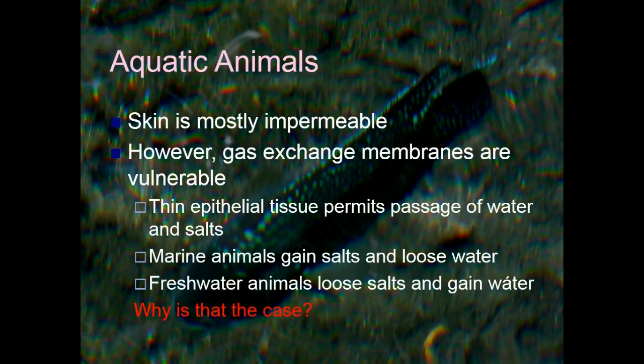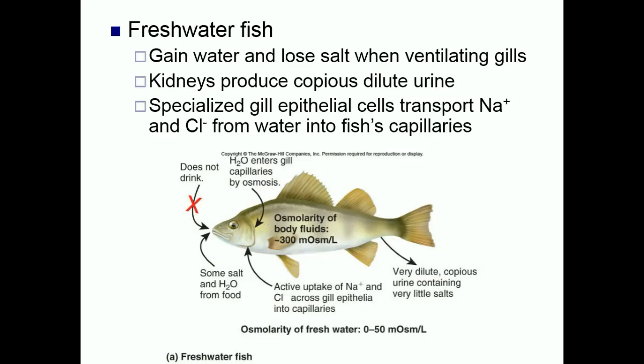Okay, why is that the case? I should say I may ask you that question again sometime soon, so think about it. Alright, freshwater fish gain water and lose salt when ventilating gills. Now that means that the fish need to get rid of an excess amount of water, or else they just inflate like a balloon and maybe burst at some point in time. So the freshwater fish need to produce large amounts of very dilute urine.